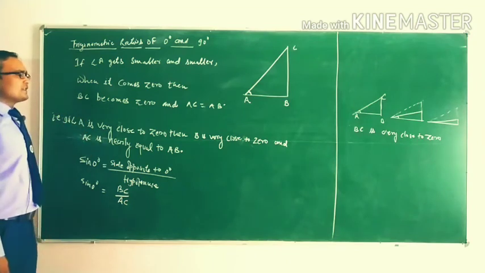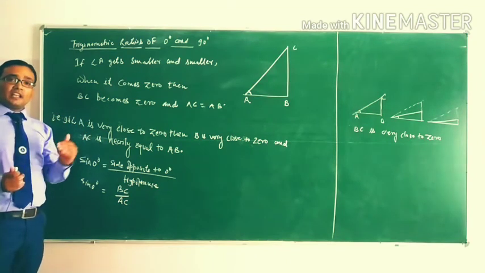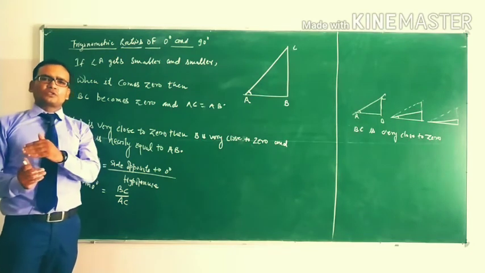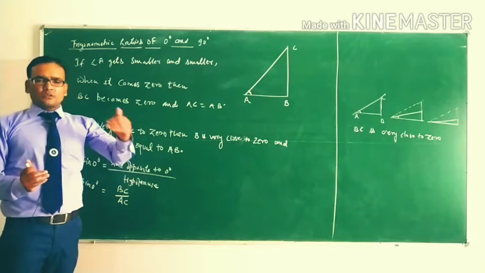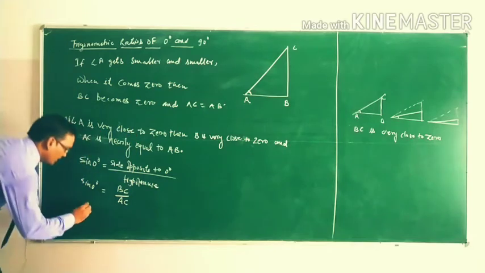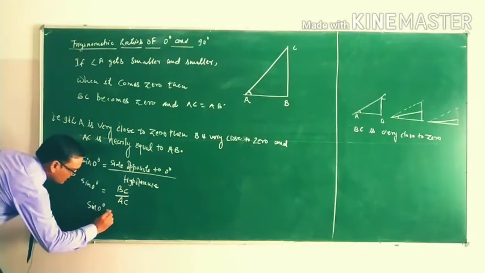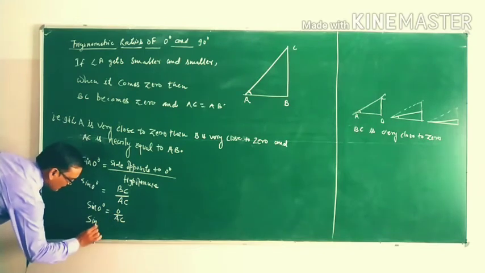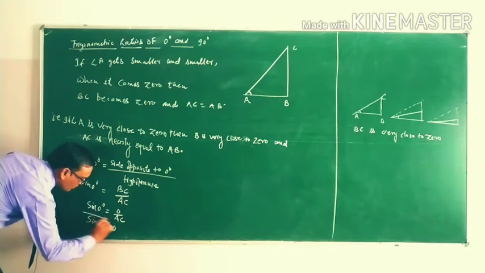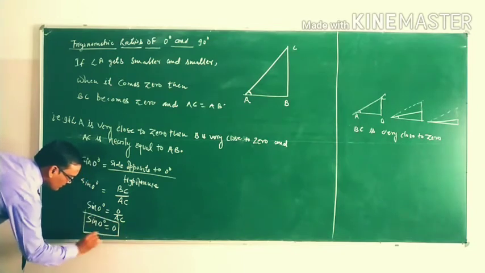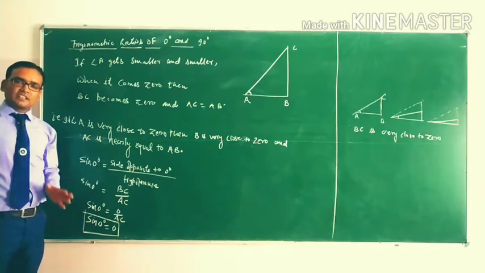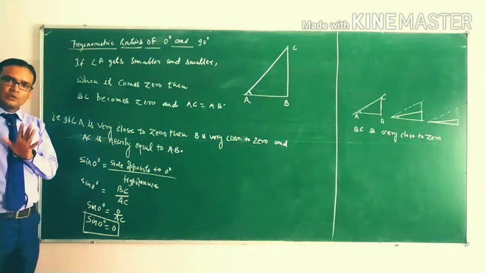What is the value of BC? If angle A varies to 0, that means angle A is very close to 0, then BC is very close to 0. Then we get the value of sine 0 degree is 0 upon AC, that means sine 0 degree is 0. Okay students, you understand? Sine 0 degree is 0.